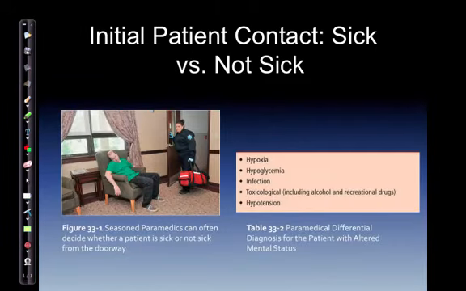Initial patient contact, sick versus not sick. This is figure 33-1. A seasoned paramedic will often decide if the patient is sick or not sick from the doorway. 33-2. Paramedic differential diagnosis for the patient with altered mental status. They could be hypoxic, they could be hypoglycemic, they could have an infection or be septic, they could have a toxicological concern, including alcohol or recreational drugs, or they could be hypotensive.